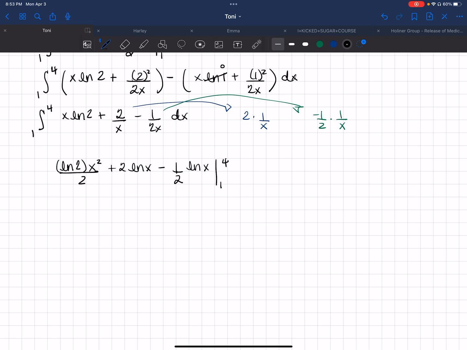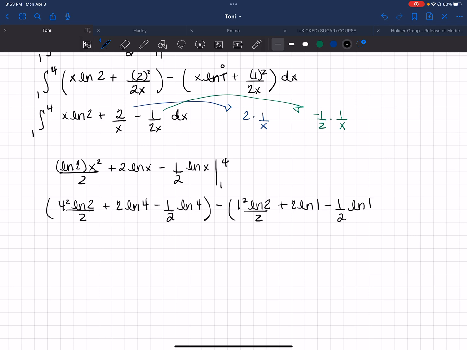Okay, so this means I'm going to have 4 squared natural log of 2 over 2 plus 2 times the natural log of 4 minus 1/2 times the natural log of 4, minus 1 squared natural log of 2 over 2 plus 2 times the natural log of 1 minus 1/2 times the natural log of 1.